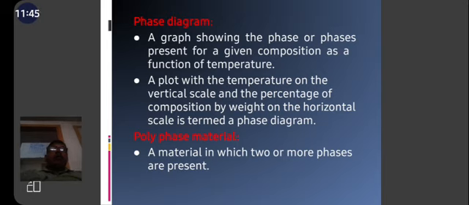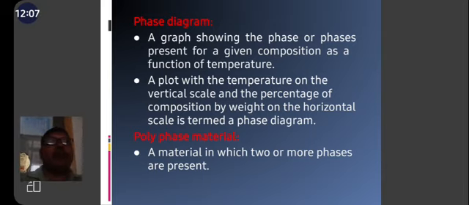Then we have to see about the phase diagram. A graph showing the phase or phases present for a given composition as a function of temperature. A plot with the temperature on the vertical scale and the percentage of composition by weight on the horizontal scale is termed a phase diagram. A material in which two or more phases are present.